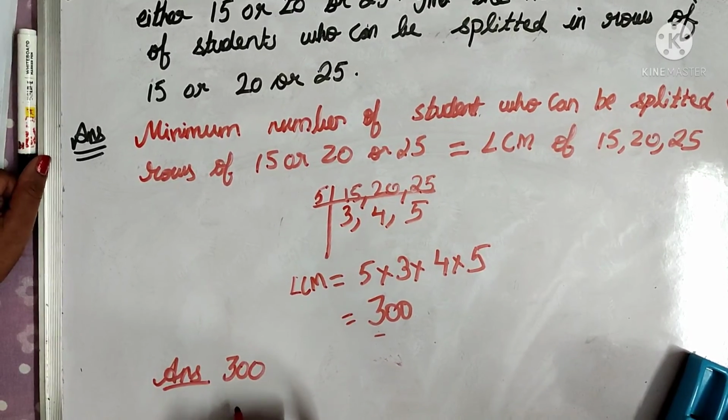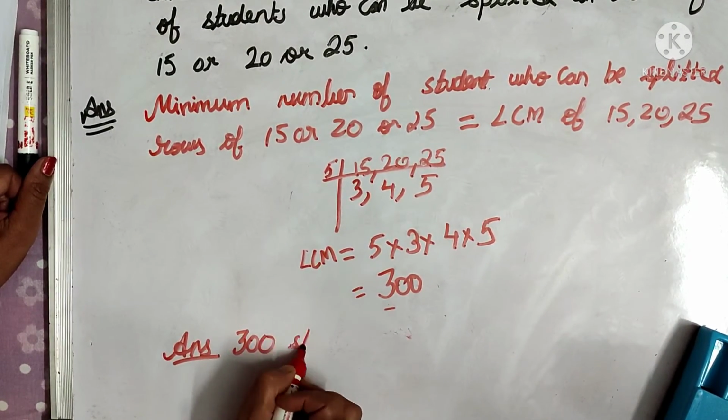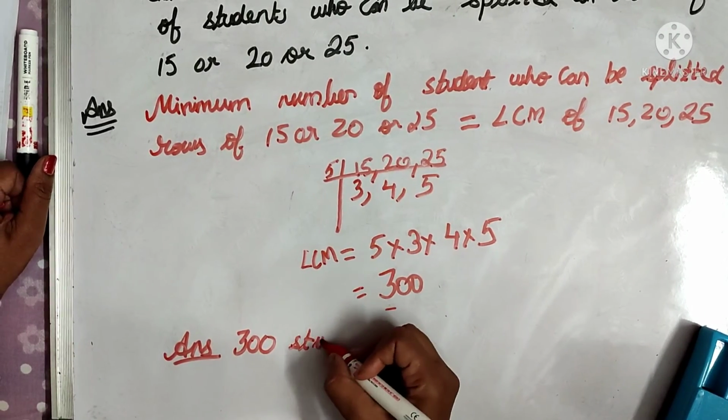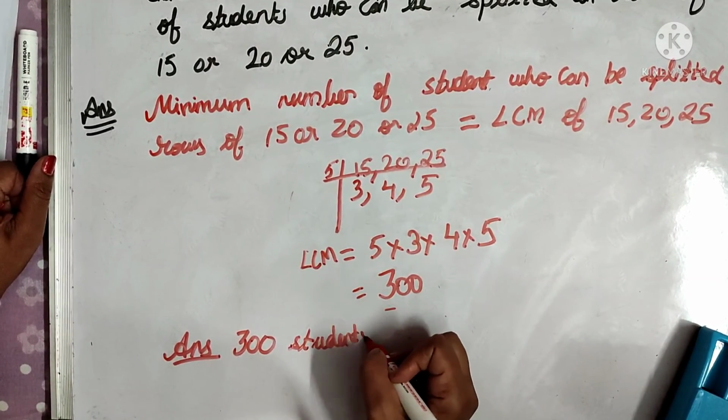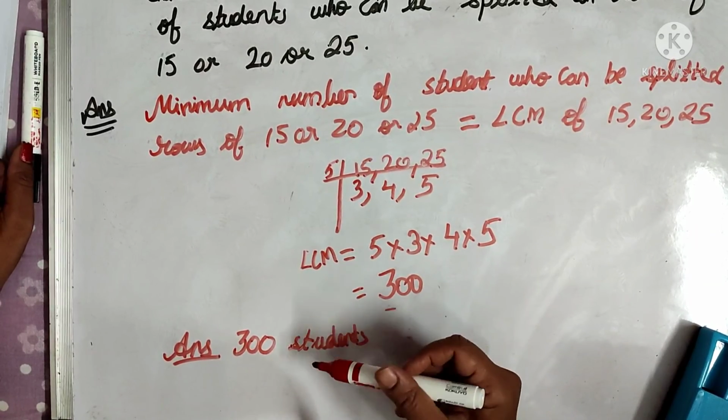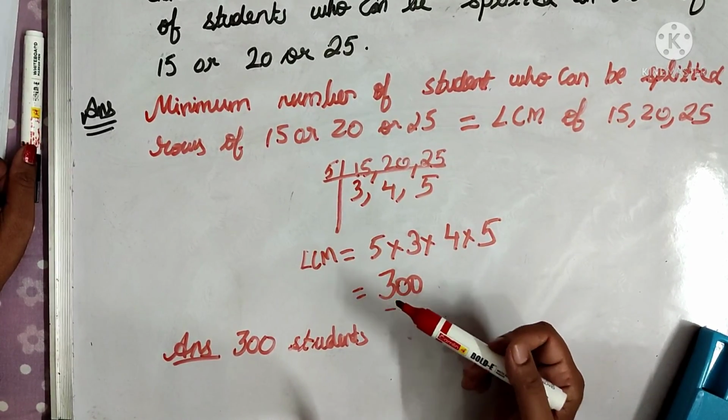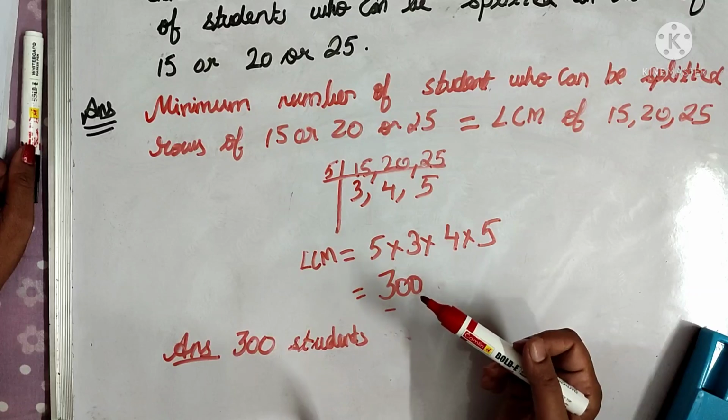Okay, in this way we solve. Now whatever PDF I am sending, write that in your classwork copy. Now this completes your chapter on factors and multiples. Next we are going to start fractions. Okay.